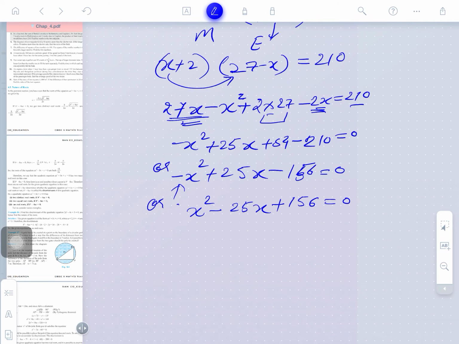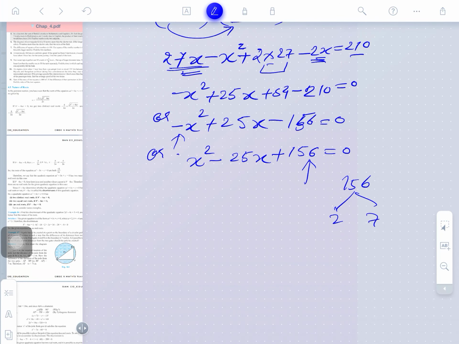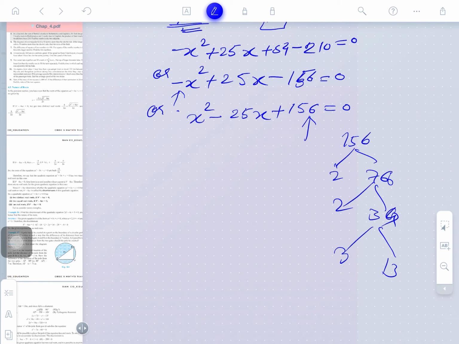Which method do you want to use to solve this quadratic? Cross product, no sorry, completing square or the middle term splitting. Middle term splitting we are employing. 156 is 2, 7s are and 8 are, again 2, 3s are and 9s are, again 3, 13 is there. So we have the factors 2, 2, 3, 13.